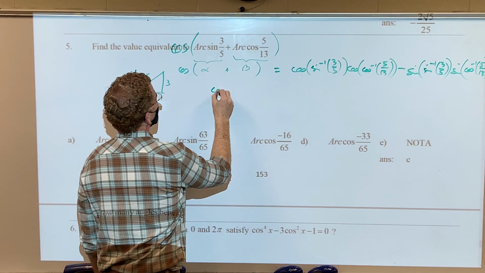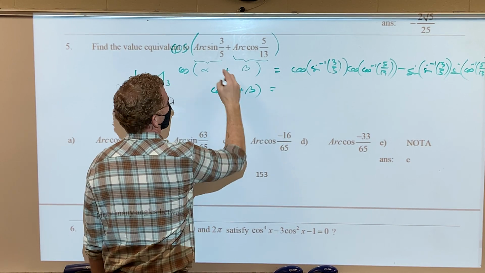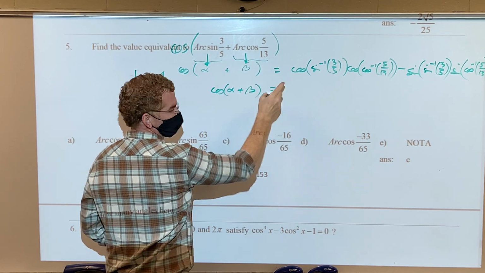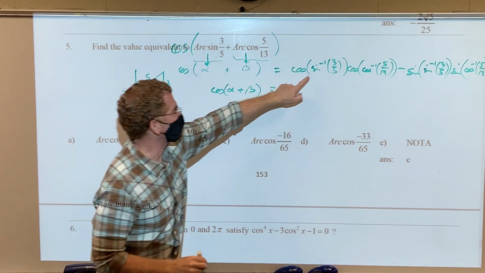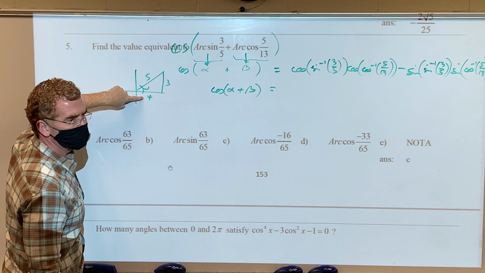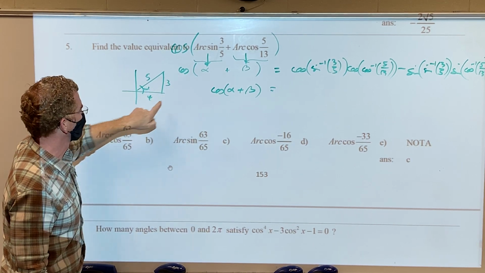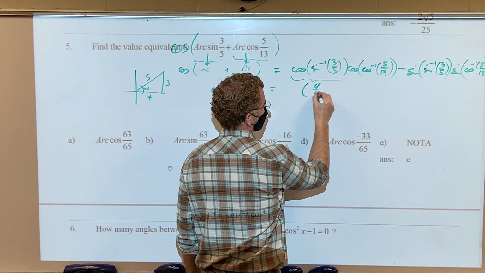So, cosine of alpha plus beta. I'm leaving the alpha plus betas in here right now just to make it easier to write, okay? How would I do that? Well, I've already got that set up, right? So what's the cosine of it? 4/5. So all of this ends up being a 4/5.